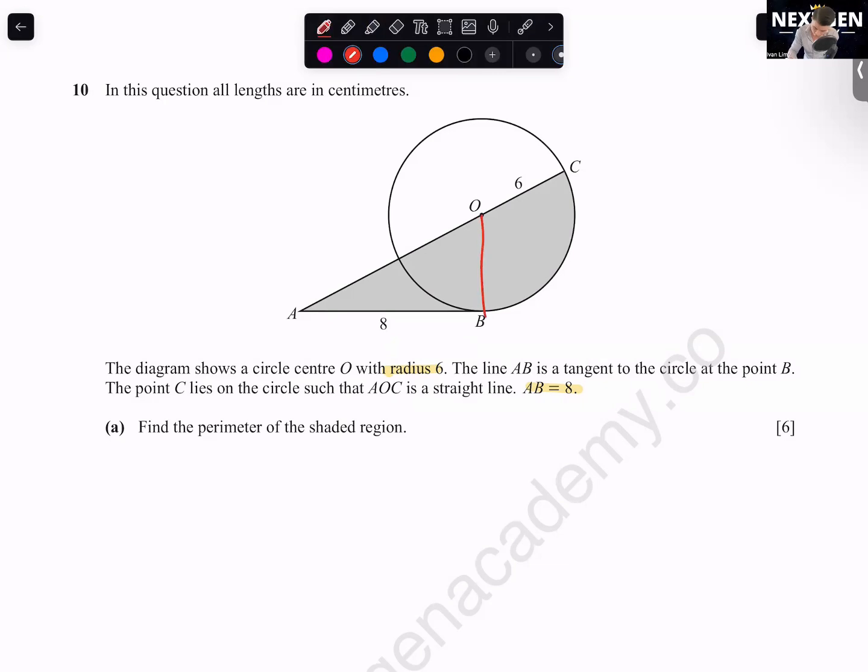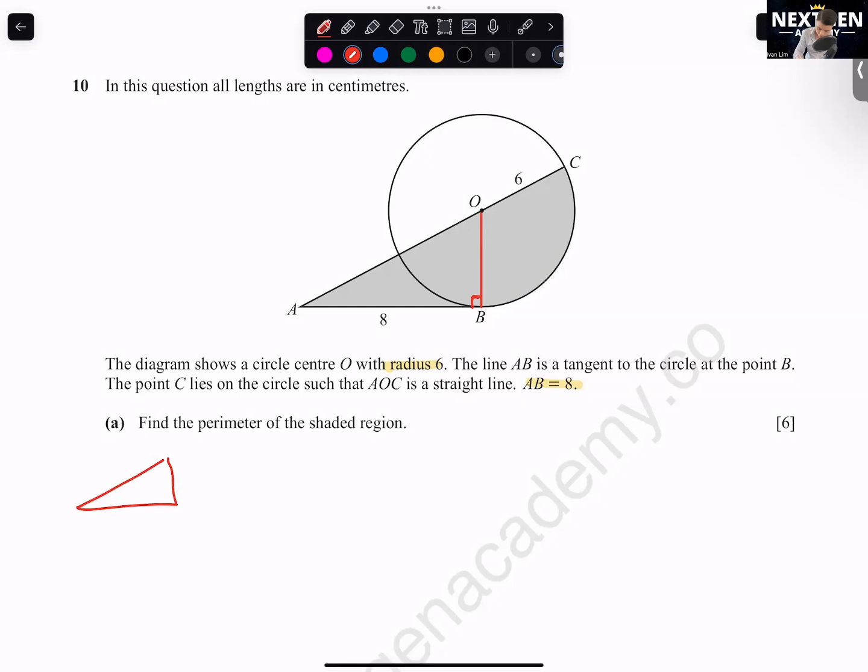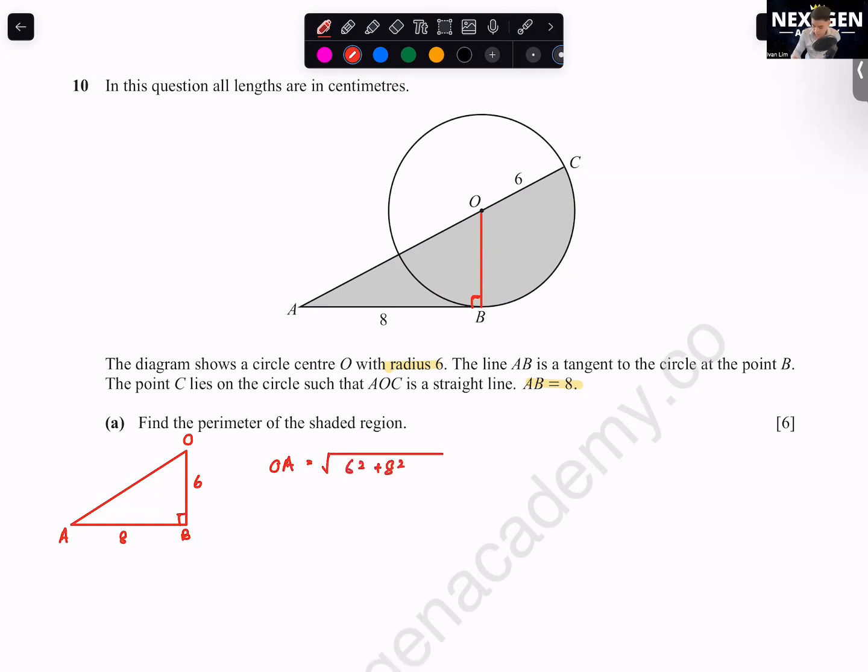So here, the first thing I'll do is draw a right angle, because the tangent to the radius is 90 degrees. Then the first thing we do is Pythagoras' theorem. I will draw this out. A, O, B, 90 degrees. This is 8, this one is 6. I want to find OA first. Using Pythagoras, OA squared is equal to 6 squared plus 8 squared. So I square root 6 squared plus 8 squared, you get 10. So this whole thing here is 10.